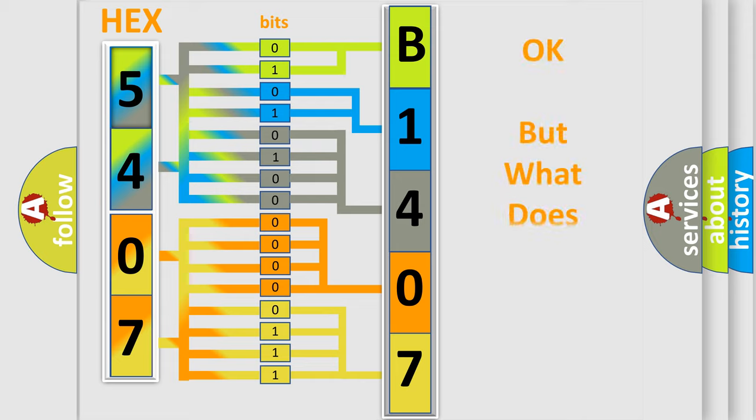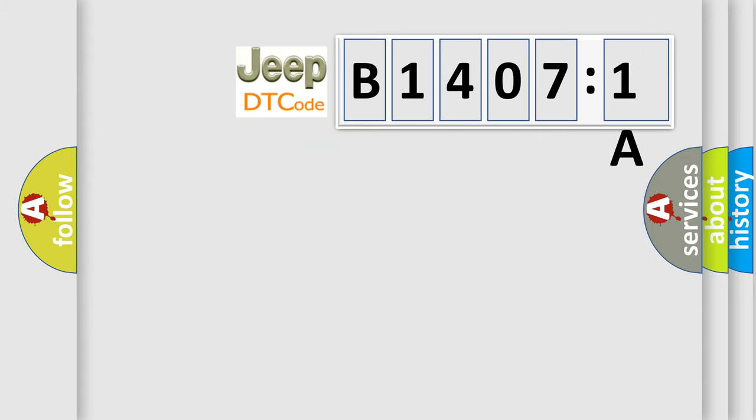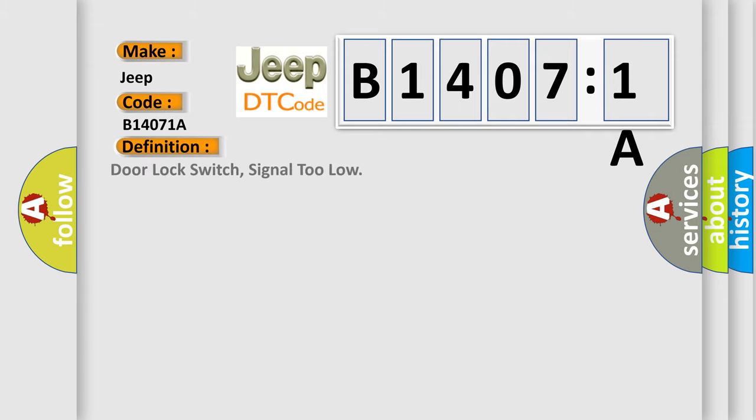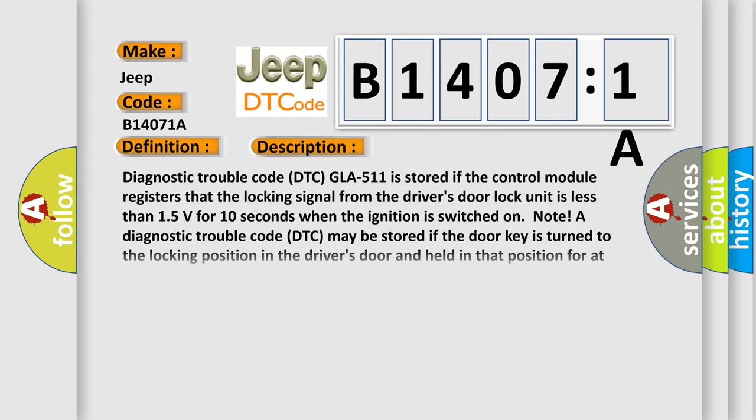The number itself does not make sense to us if we cannot assign information about what it actually expresses. So, what does the Diagnostic Trouble Code B1407-1A interpret specifically for Jeep car manufacturers? The basic definition is door lock switch, signal too low. And now this is a short description of this DTC code.